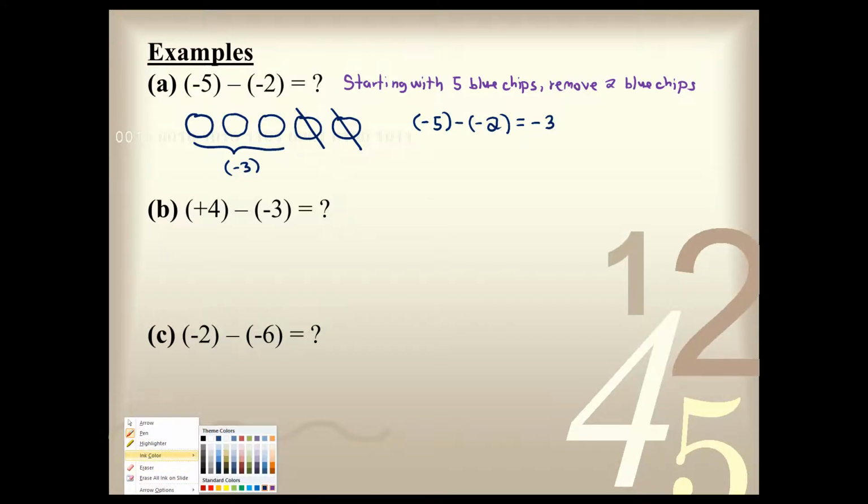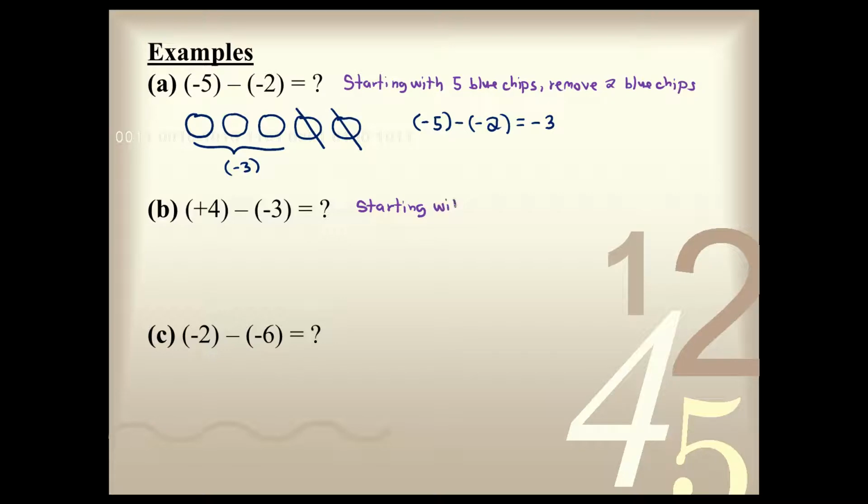So for B, I have +4 subtract -3. That would tell me starting with 4 red chips, +4 is red. Remove 3 blue chips. Okay, so let's draw this.